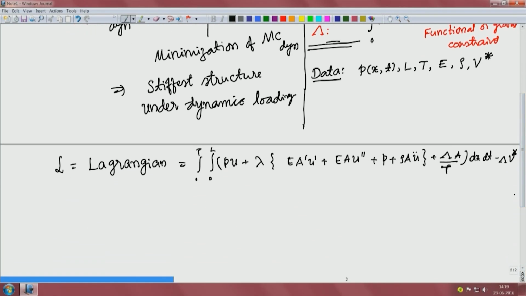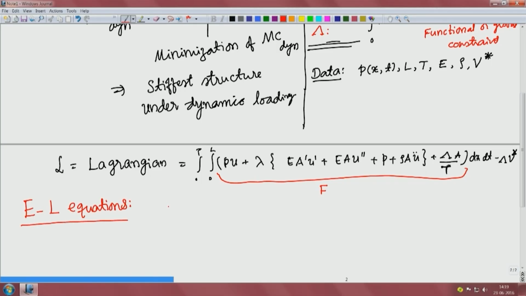Once we have that, we notice what our integrand is, that is our integrand f, for which we write the Euler Lagrange equations. So, here we have f and t. When you take variation, we have to take into account that things are varying with space and time. So, when you have two independent variables, how do we do it?